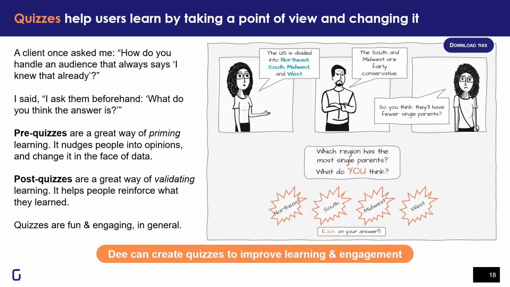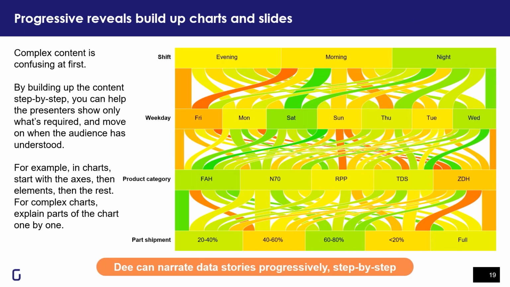We can do this before giving the answer. Those are pre-quizzes, they prime learning. You can do this after giving the answer. Those are post quizzes and they validate people's learning. But wherever you do it, quizzes are fun. You can also build up progressive revelations. Charts are complex. Even simple charts can be complex. So if you start by explaining it step by step, it helps.